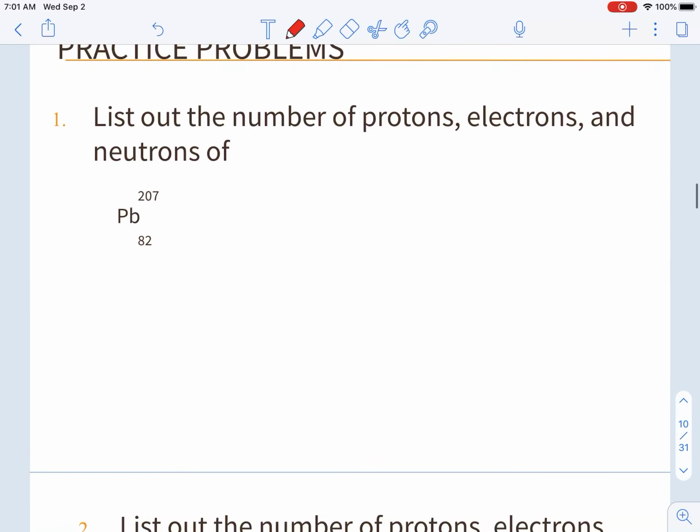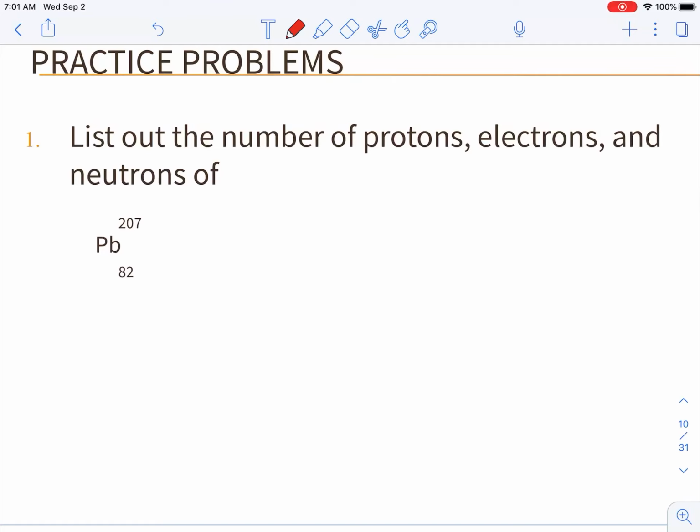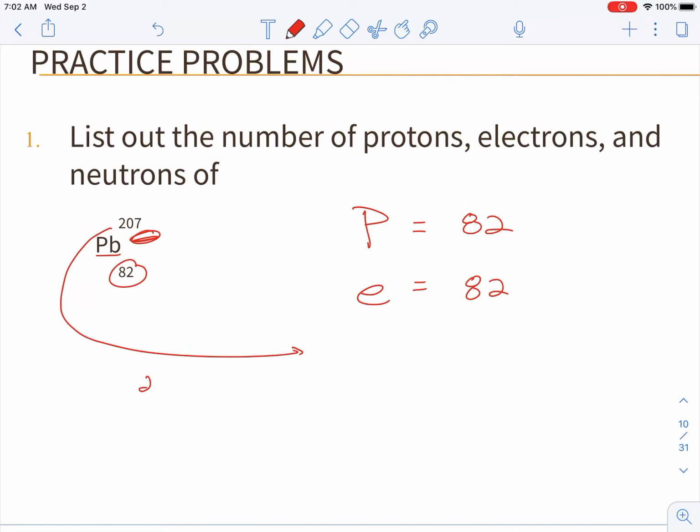So if I was looking at this, let's walk through it. List out the number of protons, neutrons, and electrons. So protons is always going to be the same for Pb, which is the element lead. That is going to be 82, which is this same number here. If it is neutral, notice there's no charge, that's going to be also 82. Your protons and electrons are the same. And then this atomic mass, 207, is the protons plus the neutrons. So I'm going to add 82 plus my neutrons. Neutrons are going to be 125. That would be how you solve that.